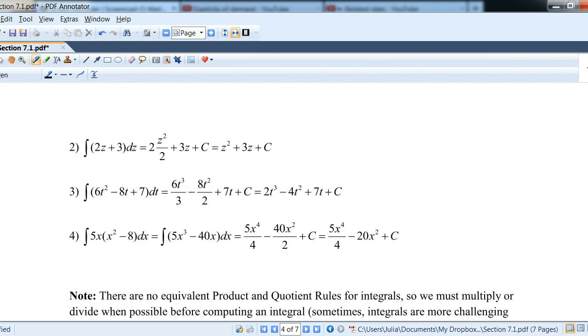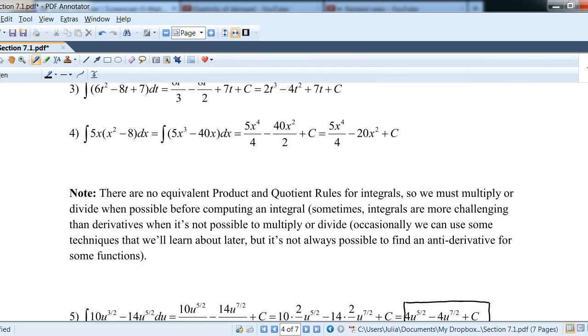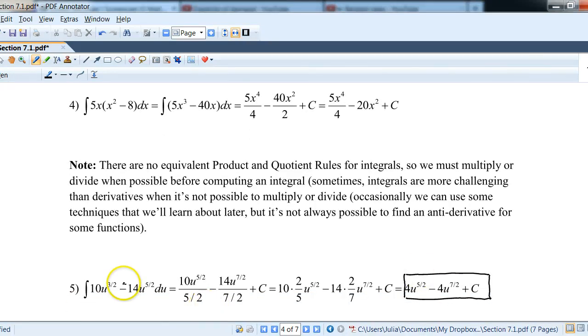So if you practice like that. So yes, this is what I was talking about, the product and quotient rule. So you can try to multiply or divide, or occasionally we have a couple of techniques that will help us later. Let's practice a little bit with fractional exponents.